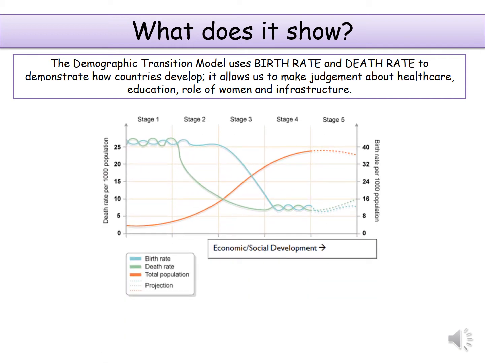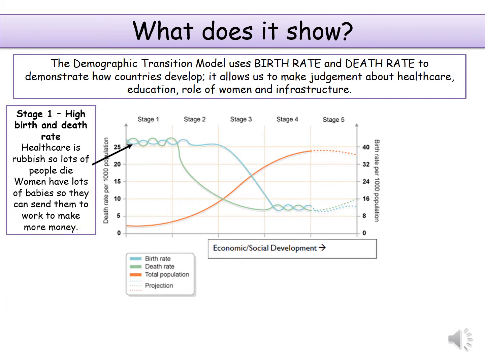So if you look on the screen now, you will see this graph and it is split into 5 stages. We're going to start at the very beginning of our development path, all the way over in stage 1. If you look at the graph, birth rate is in blue and death rate is in the green line. We're going to just focus on that for now. That is all we're going to look at right now.